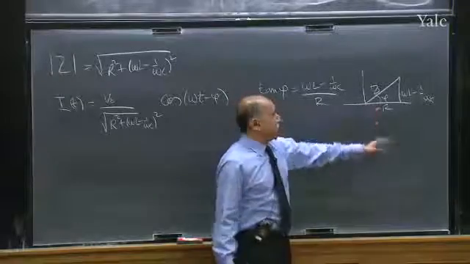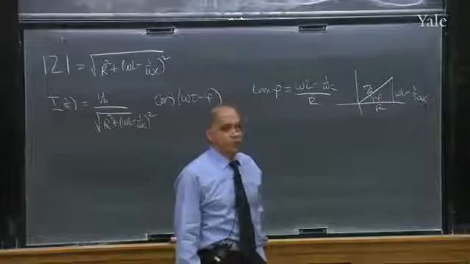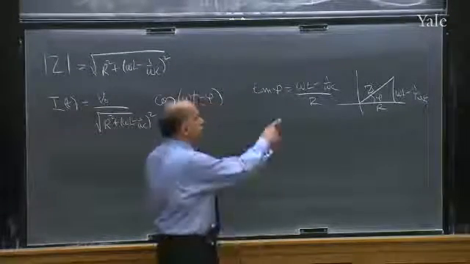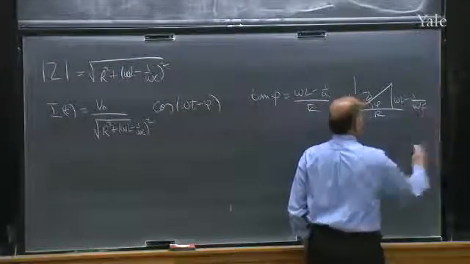This angle phi need not be positive. Do you understand that? What would make it negative? Look at the formula there: omega L minus 1 over omega C.